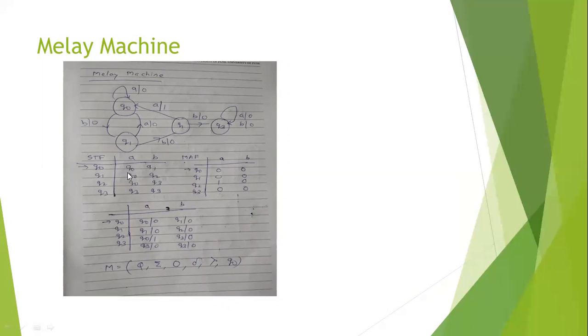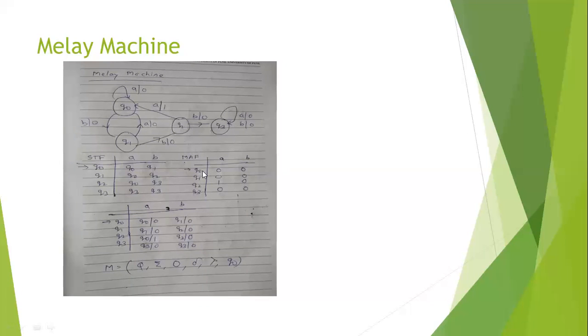Now Q0 to A is going to Q0, but what is the output of Q0? It is 0. What is the output of Q0 when it is traversing to B? It is Q1. So output of Q1 is again 0. So here it is indicating the output as 0. Now Q1, similarly for A input it is giving output 0, for B input it is giving 0. Like this, it is a machine associated function table.